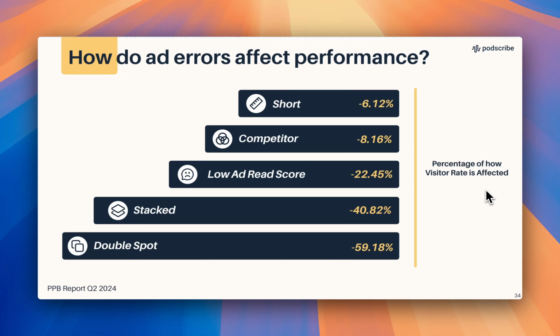But other than make goods in general, the question begs, how do these issues, whether it's shorter, whether it has a low ad read score, stacked, how do they actually impact performance? And the results were pretty drastic, specifically for the bottom couple. So maybe Pete, you could just go through, high level, what this means.